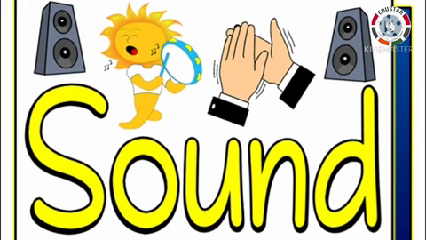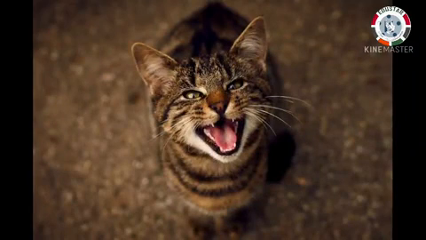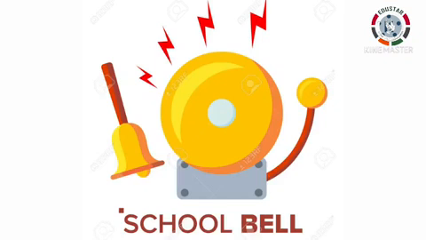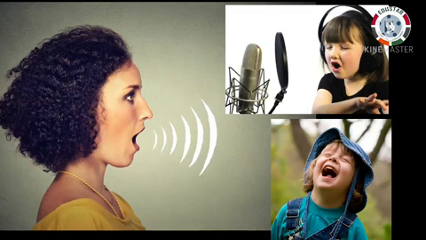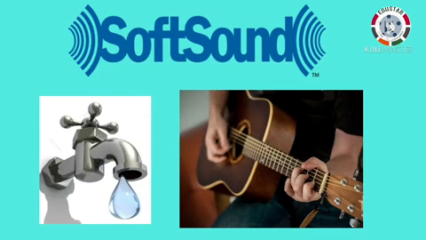The next topic is sound. We hear various kinds of sound all around us. Some examples of familiar sounds are the bark of a dog, the mew of a cat, the chirp of a bird, the ringing of the school bell. We also produce sound when we speak, sing, or laugh. Sounds can be classified into different types, that is, soft, loud, pleasant, or unpleasant. Some sounds are soft, such as the sound of water dropping from a tap or the sound of a guitar.